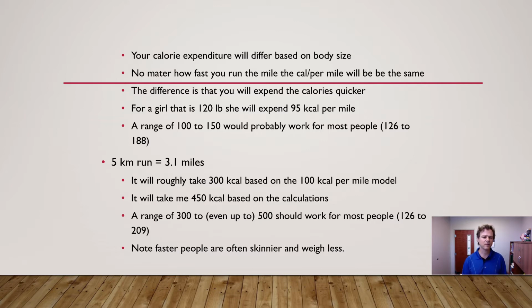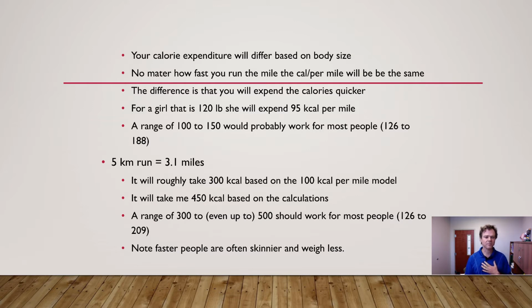150 calories per mile would work for somebody that's 188 pounds. So you're getting some rough estimates of what these values should be. So if you run a 5K, 3.1 miles, you could go with the 100 calories. Then that value would be around 300 calories that it would take to run 3.1 miles or a 5K. And you figure, okay, it basically takes 30 minutes to run a 5K for many individuals. So to expend 300 calories in 30 minutes is fairly reasonable.